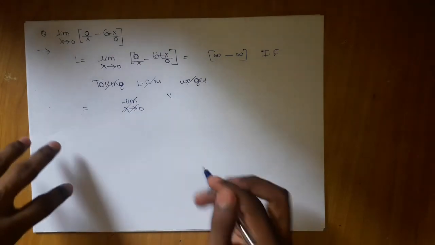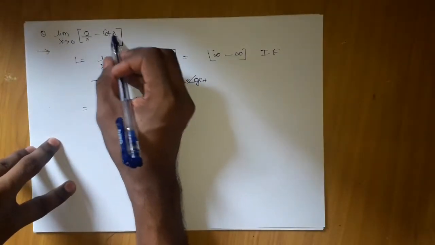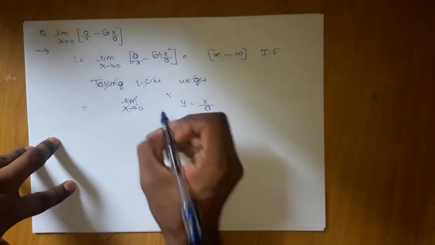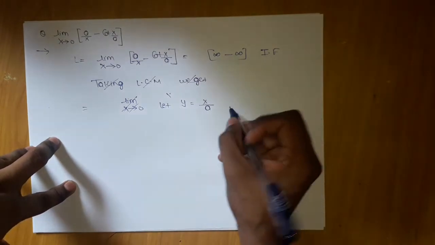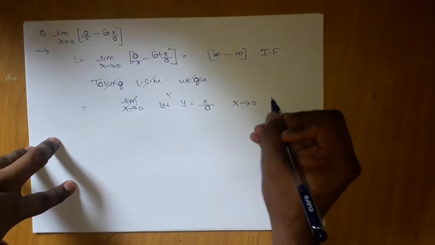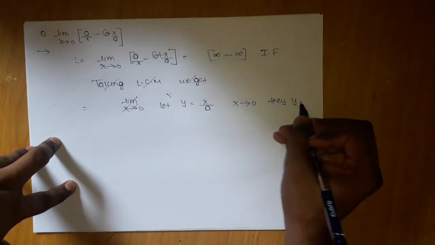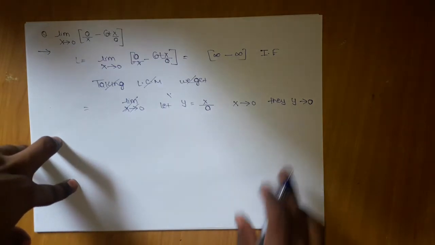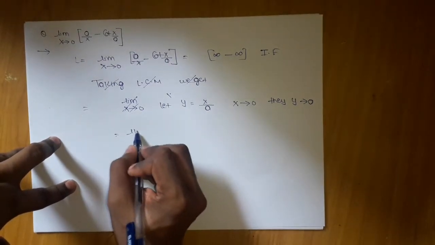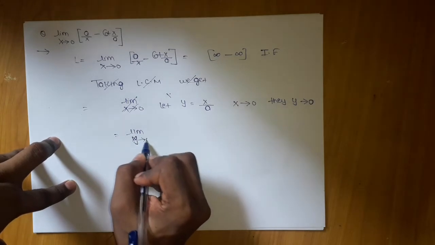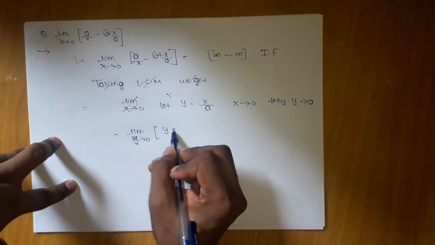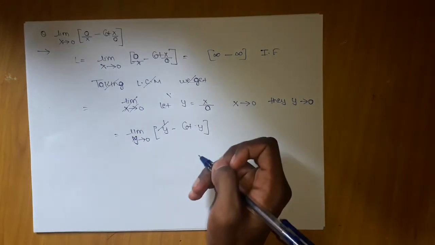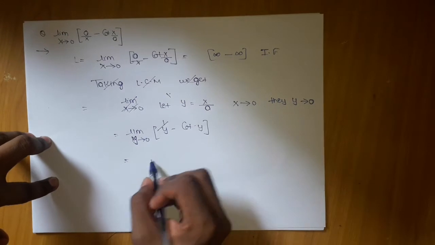So what we have to do, always take this angle, whatever they've given, take it as y. So let y equal x by a. If x tends to 0, then y tends to 0. You can clearly see, if x is 0, y will also be 0. So my limit will become limit y tends to 0 of 1 by y minus cot y, right? So now we will take LCM.